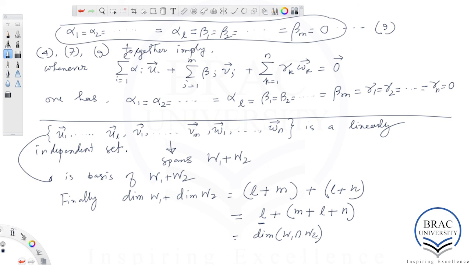And what is this? The sum set is also a subspace, and we have shown that, since this is a basis of the sum set W1 plus W2, the dimension of this sum set is equal to L plus m plus n. So this is the dimension of W1 plus W2. This is what we needed to prove. QED.